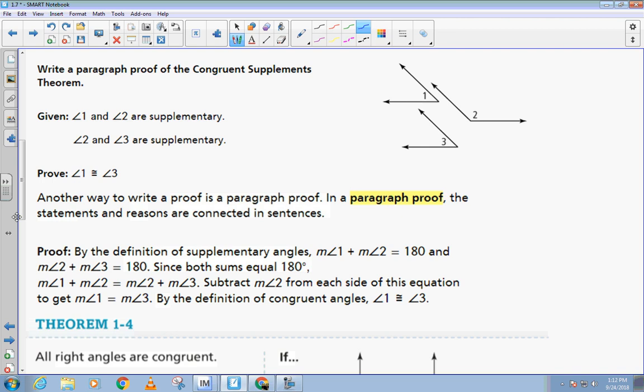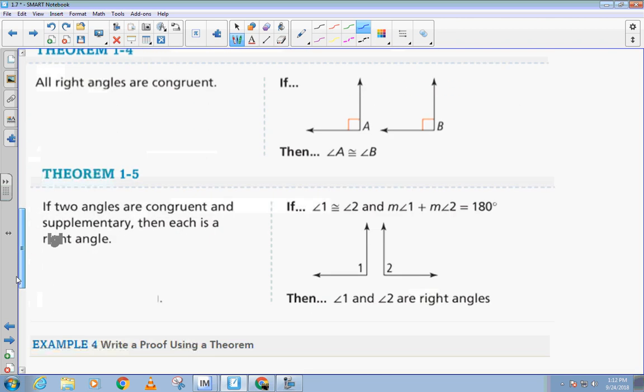Remember, every theorem has a proof to back it up. Now, you can use the congruent supplements theorem, you can use the congruent complements theorem, and you don't have to prove it. Okay? But that's how those mathematicians back in the day were able to prove it to us today. Alright, a couple of other things.